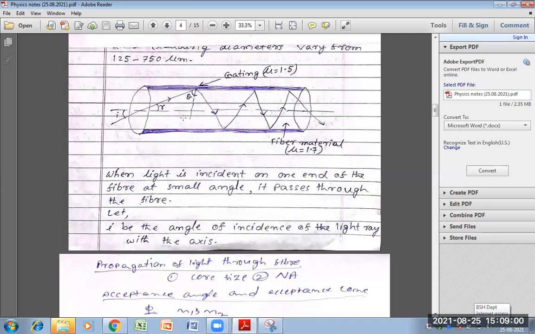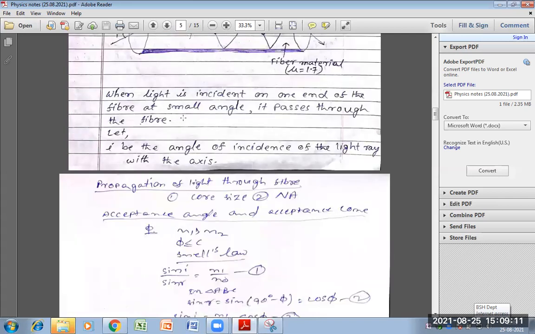So next is the propagation of light through fiber. Here I have written that the main function of the optical fiber is to accept maximum light and transmit the same with minimum attenuation. The light gathering ability of a fiber depends upon two factors: one is core size and another is numerical aperture.